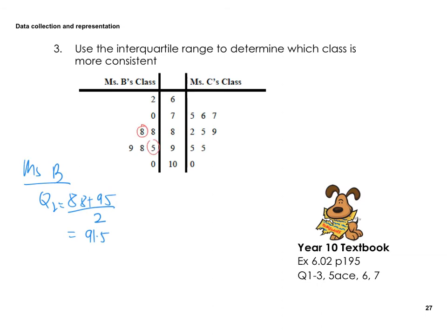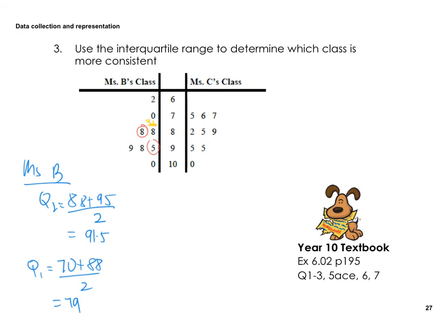Now we want the lower middle. So from here downwards, the middle is going to be between the second and third score. So just here. So Q1 is going to be 70 plus 88 all over 2, which is 79. And again, the reason I've divided by 2, remember, to find the middle between two numbers, add them and divide by 2. So my Q1 is just here.